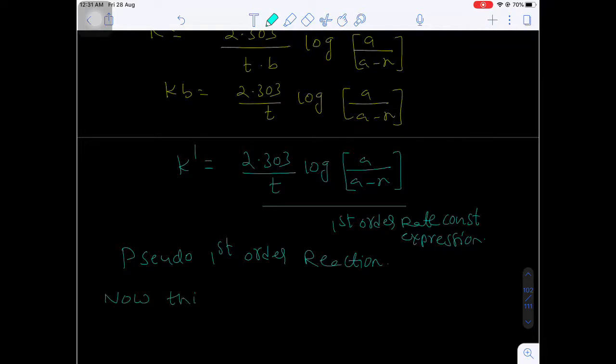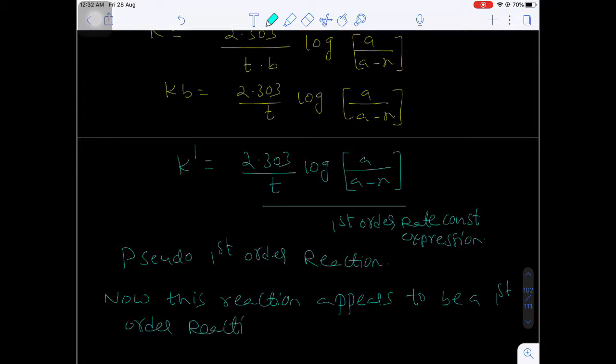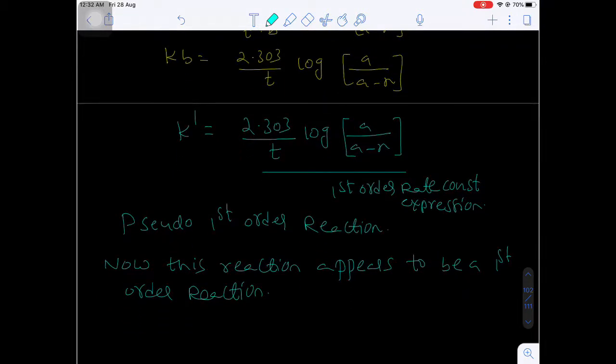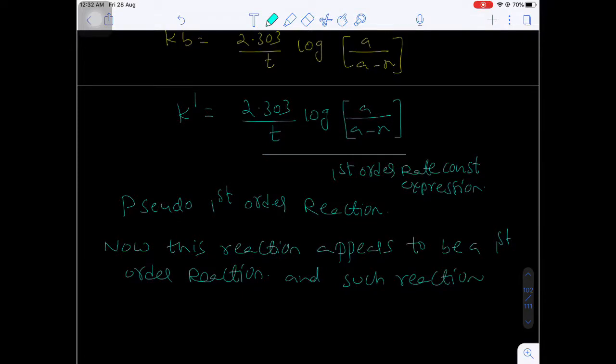Such a reaction which appears to be a first order reaction is known as a pseudo first order reaction. Pseudo first order reaction.